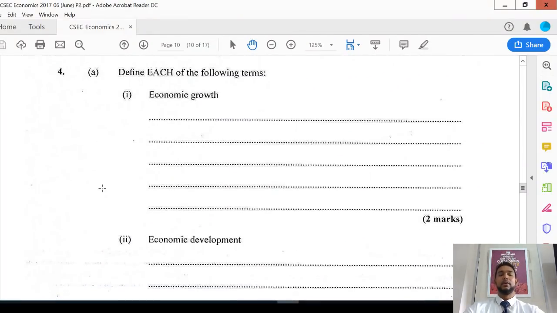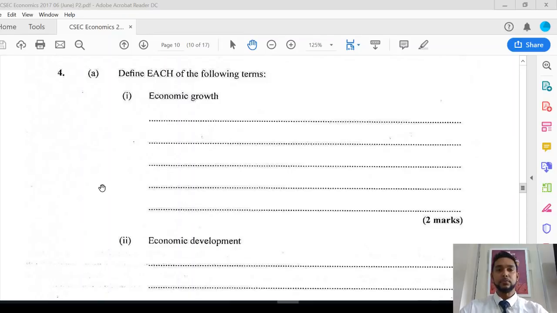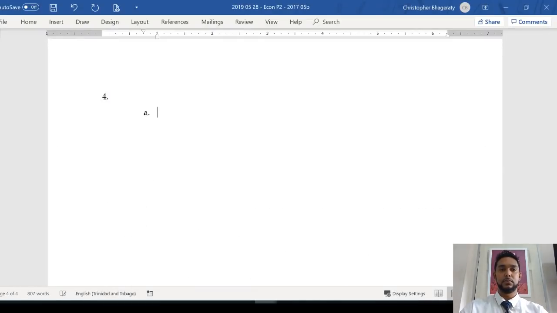So, question 4. Define each of the following terms: economic growth, economic development. State one measure of economic growth. All right, so economic growth. Growth implies increase, not so? So what is increasing? National income. All right, it is the real increase in national income over time.